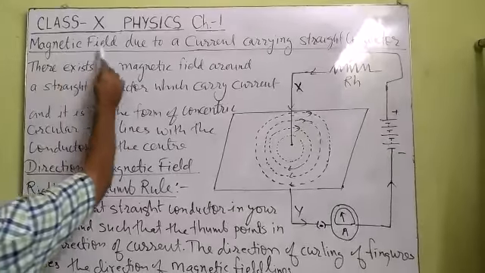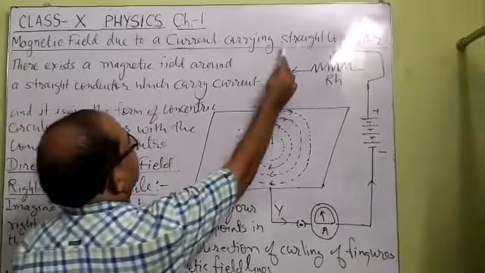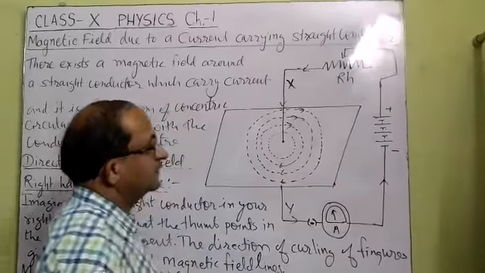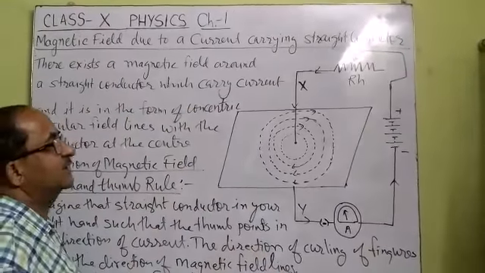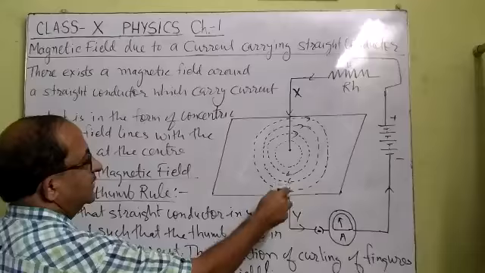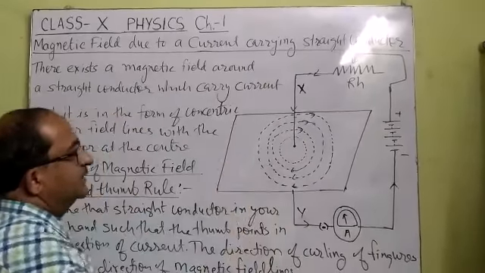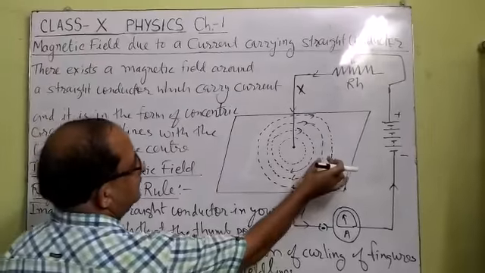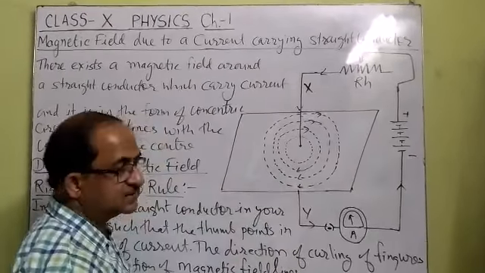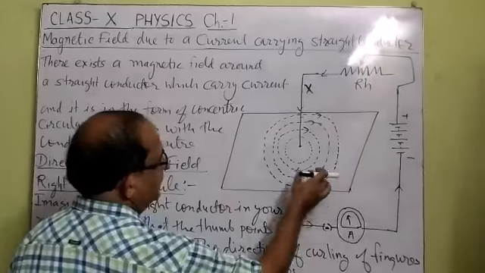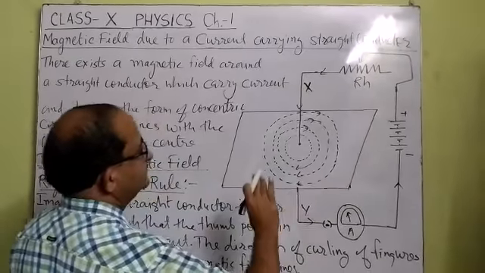Magnetic field due to a current carrying straight conductor. We have already discussed in the earlier activity that whenever we pass electric current through a conducting wire, a magnetic field is developed around it, which we can detect with the help of deflection in a magnetic compass if we place it near the wire when current is drawn in it.